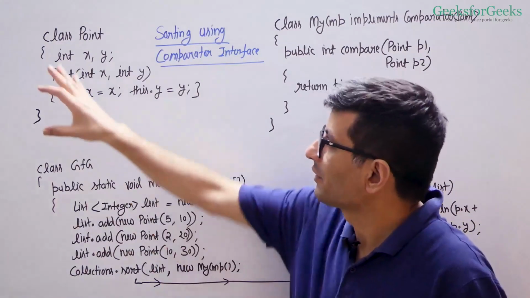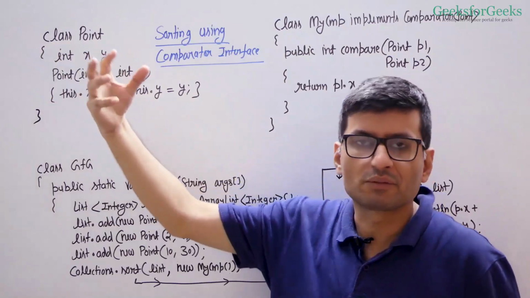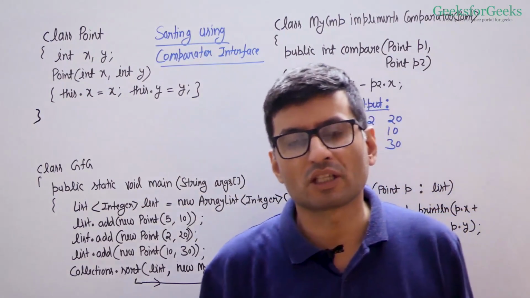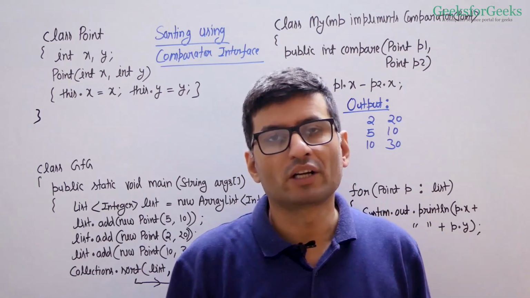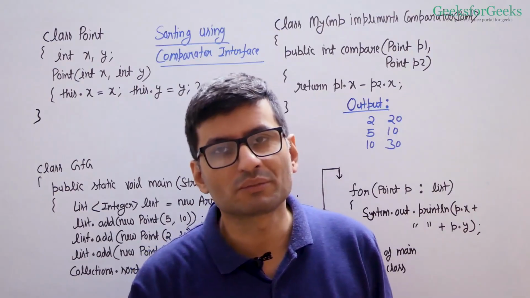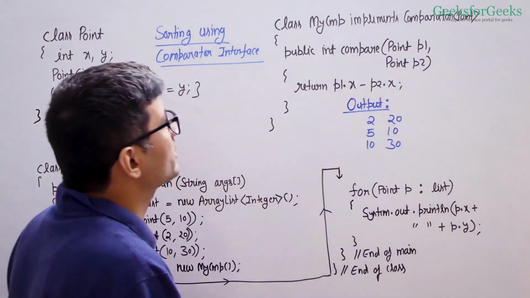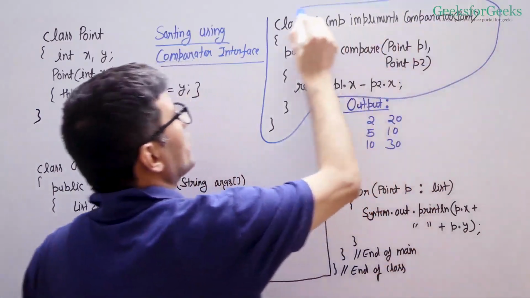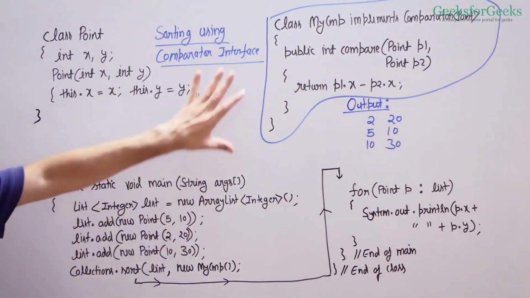So we have the same point class. This time the point class does not implement comparable interface. So objects of this class are not comparable. And if we want to sort objects of this class according to x coordinate, then we need to do something extra. So extra that we have done here is we have written a separate class that implements comparator interface. So this is our separate class.